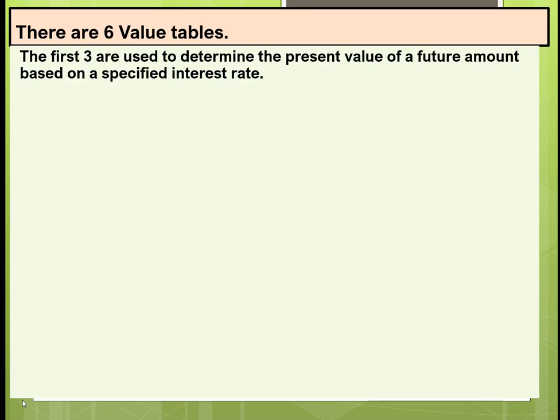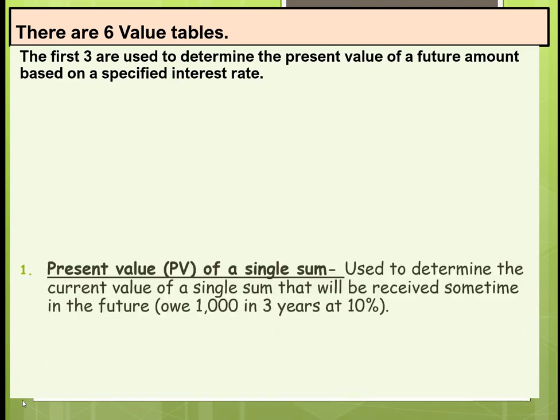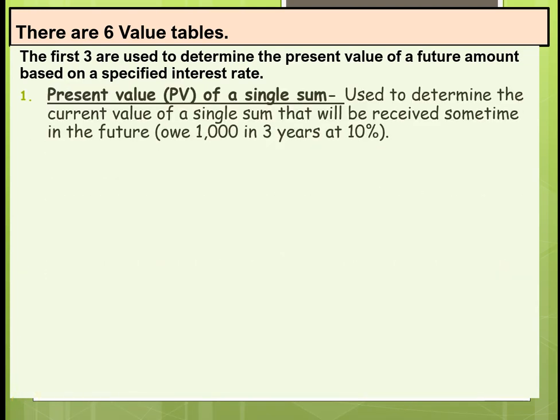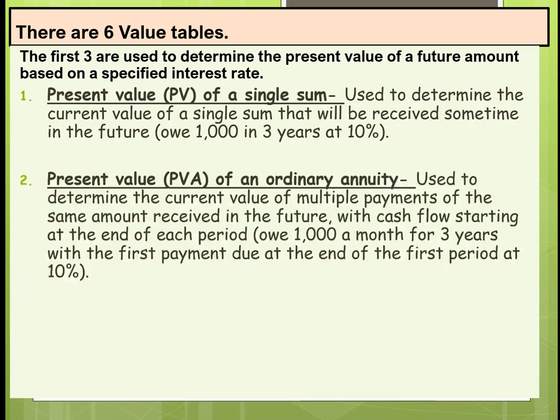Now, there are 6 value tables. We focus primarily on the present value ones because we're trying to look at potential purchases or sales based on current dollars, and that means we have to use present value tables. So we have the present value of a single sum used to determine the current value of a single sum that will be received sometime in the future. Example, you owe $1,000 in 3 years at 10%. What's that worth in today's dollars?